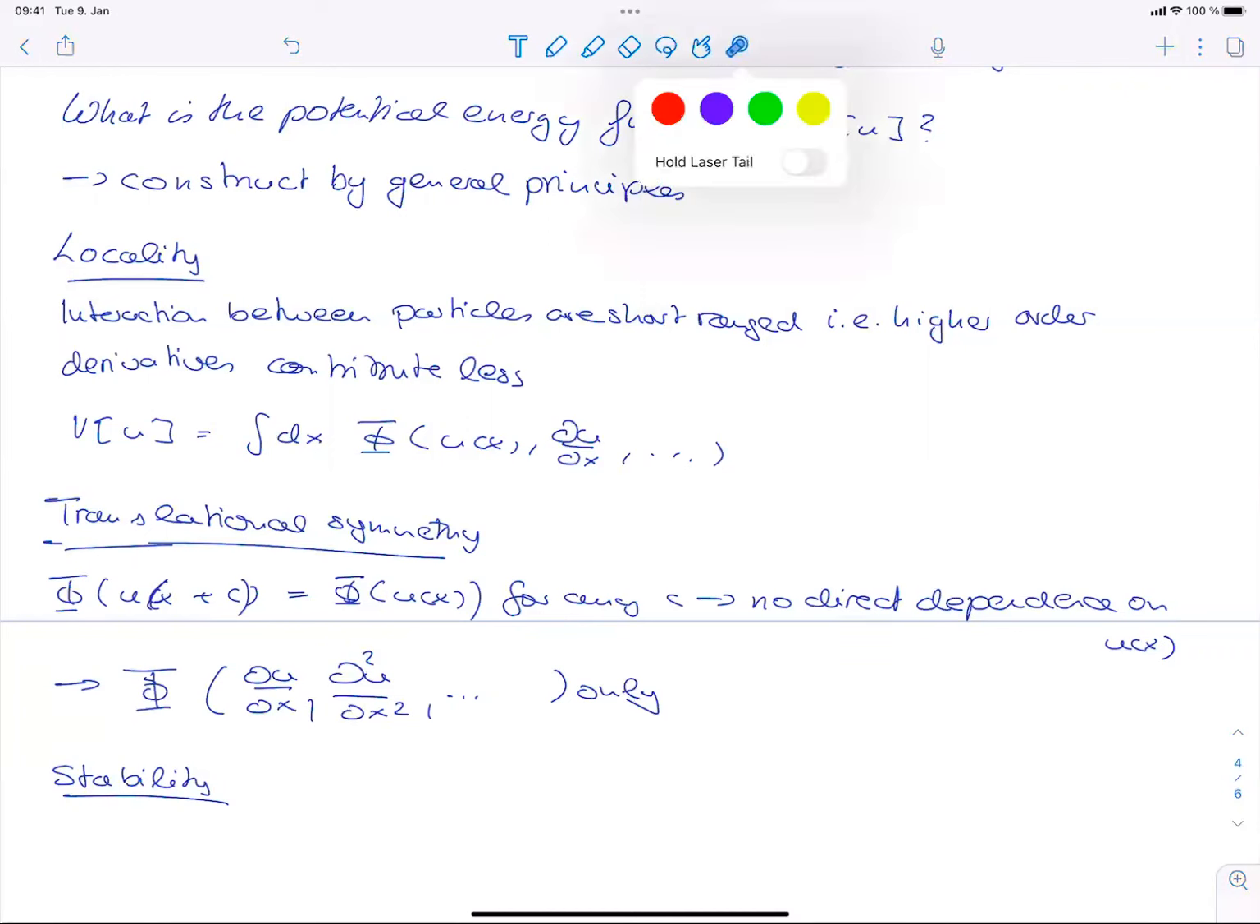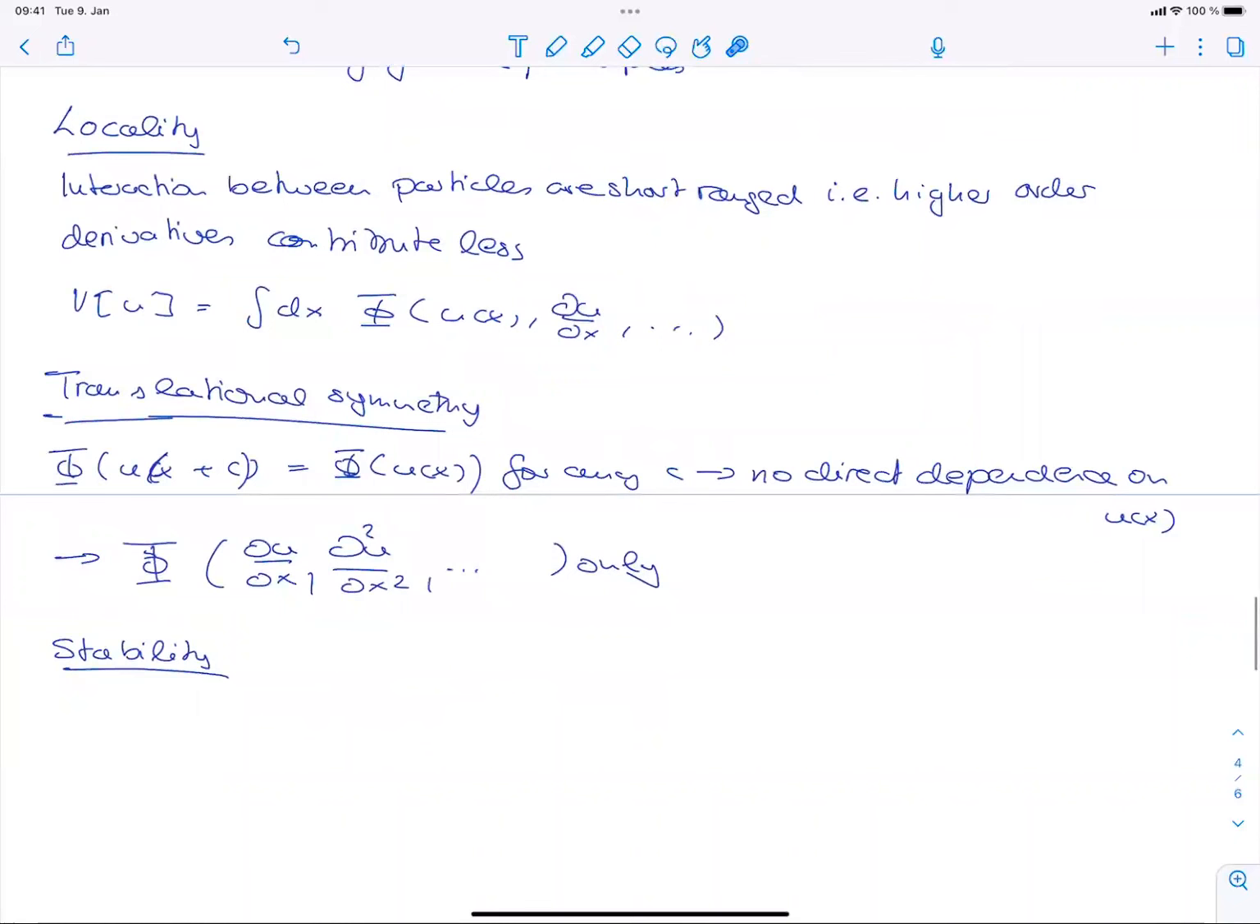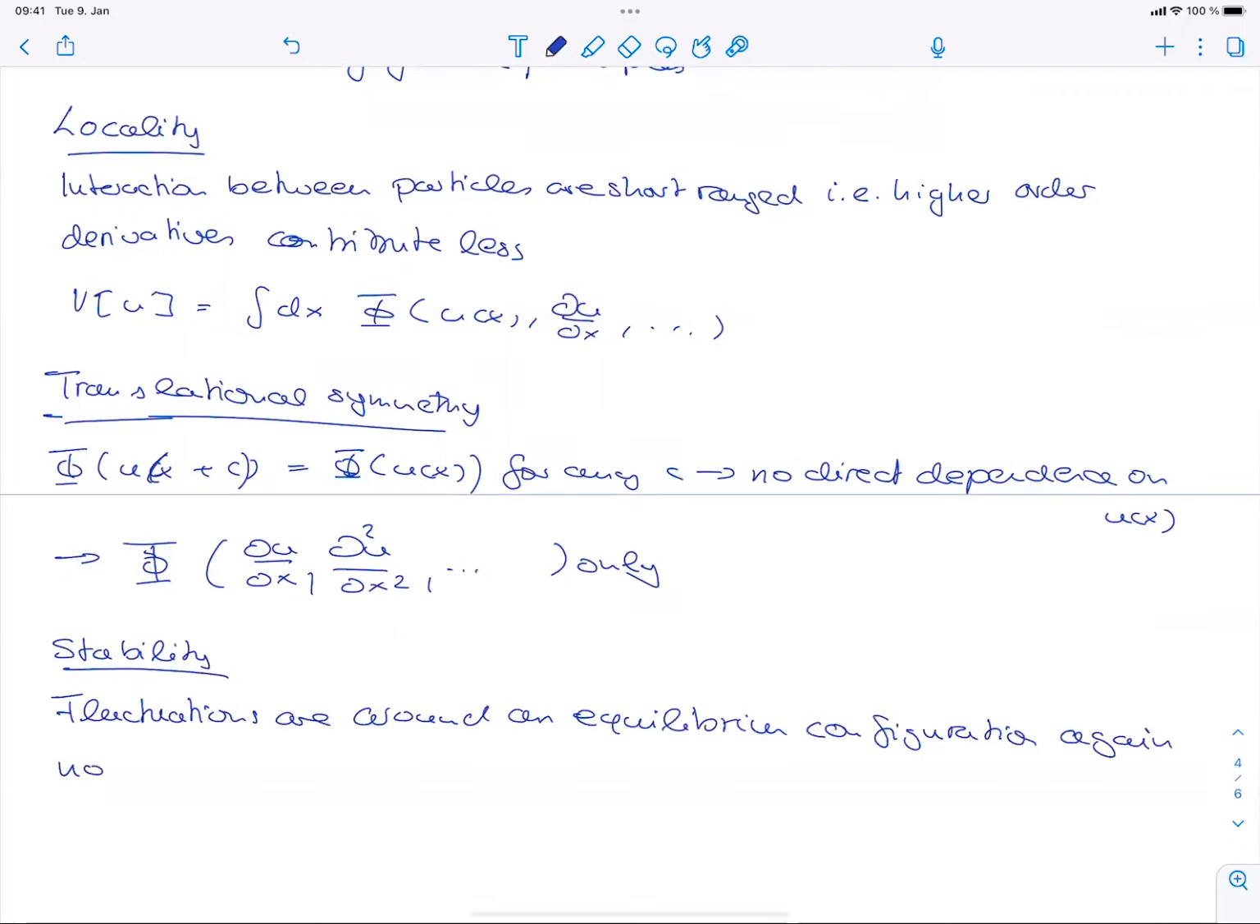I would need to look it up, but it could be that the translation argument only doesn't allow combinations of U and derivatives, which would break that one because of the Brillouin zone, and the stability tells you then that there's also not the single linear term in U, because we only want fluctuations around the equilibrium configuration, which again has no U of X dependence.